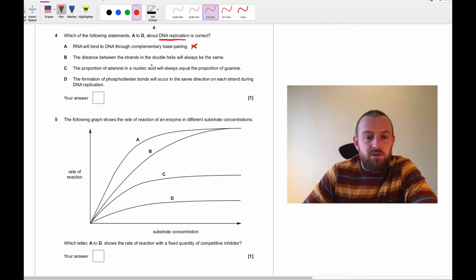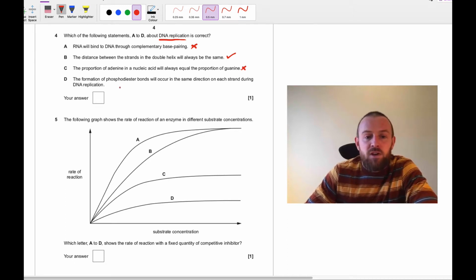The distance between the strands in the double helix will always be the same. Is that really talking about DNA replication? I mean, that's true, but I don't know if that's talking about DNA replication. The proportion of adenine in a nucleic acid will always equal the proportion of guanine. No, that's not true. A binds to T, not to G. So A to T would be the same, not A to G.